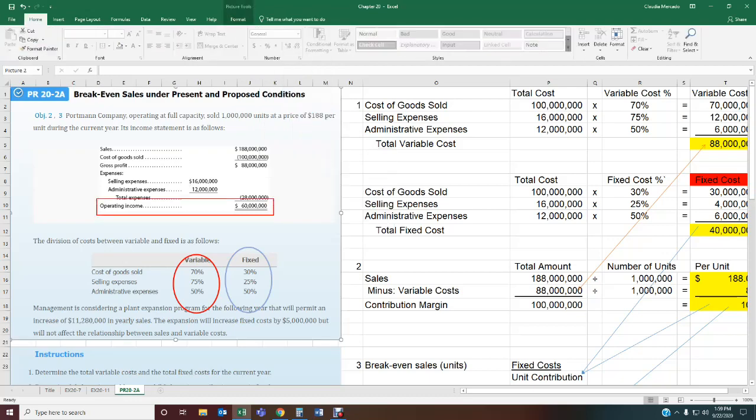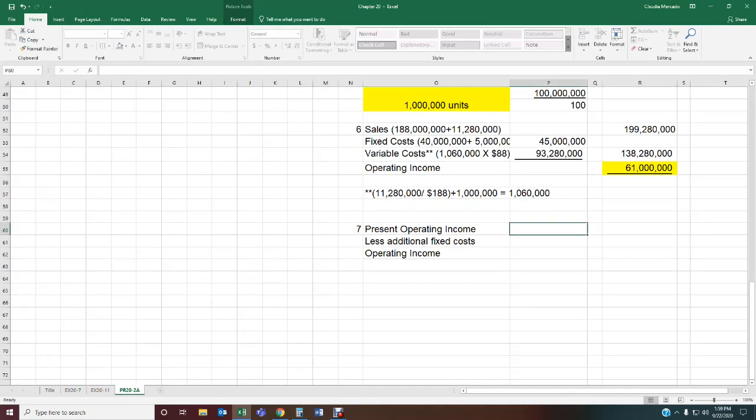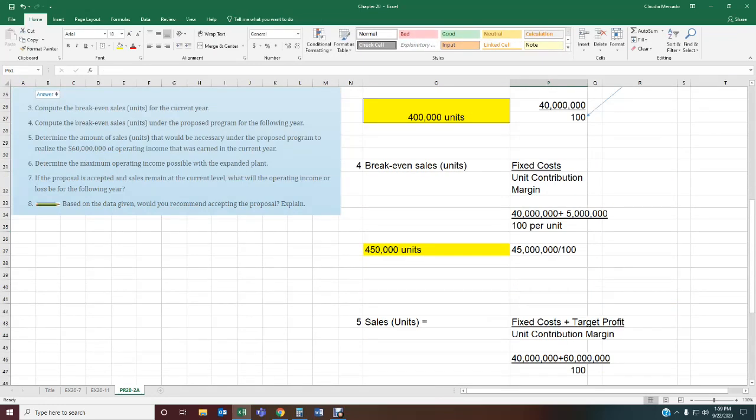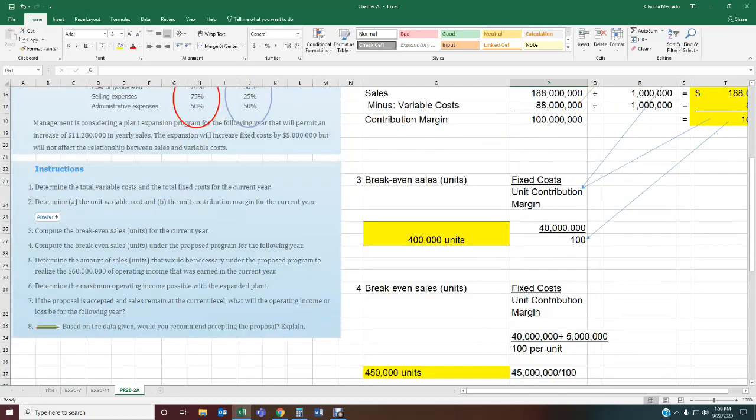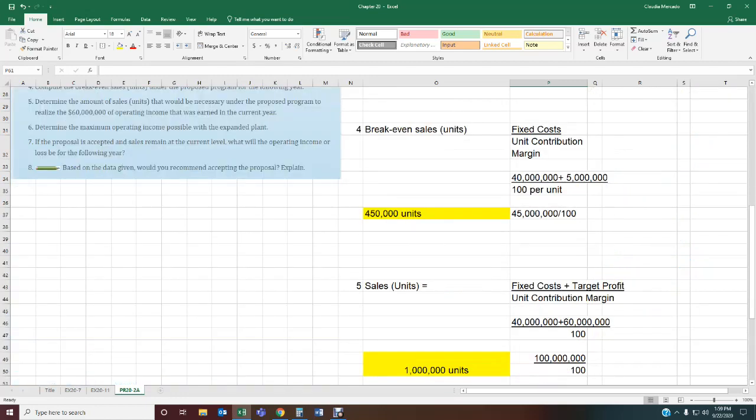We have $60 million in our present operating income. Okay. Well, what's happening if we go with the proposal? Well, if we went with the proposal, we were anticipating our sales increasing, but our fixed costs were also going to go up by $5 million.